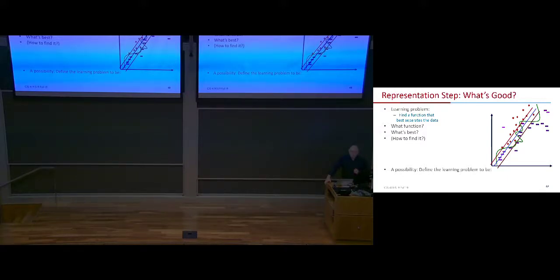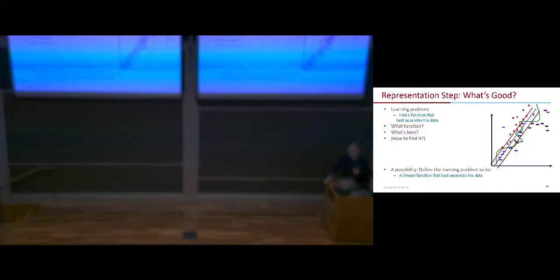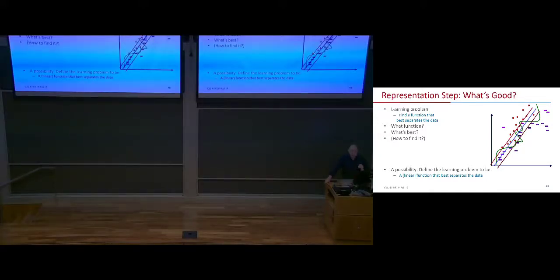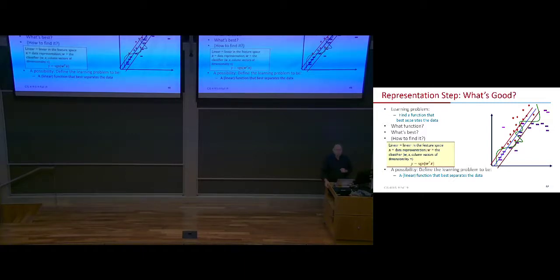I'm going to suggest, let's find a linear function. So I'm already restricting my hypothesis space to be the set of linear functions that best separates the data. What do I mean when I say linear? Now we are beginning to introduce some notation. You're all fluent in this because you've done the linear algebra problems in homework 0. So everything is fresh. By linear, I mean linear in the feature space.